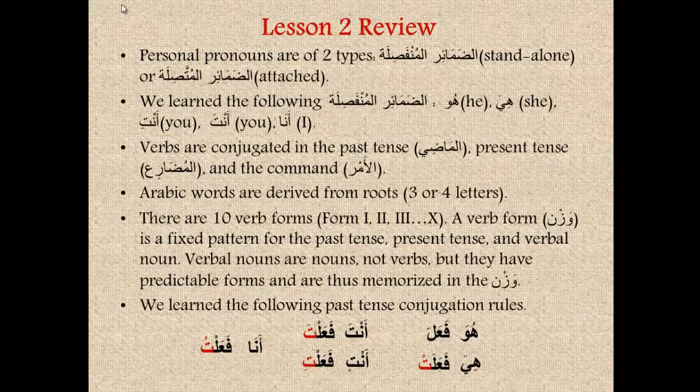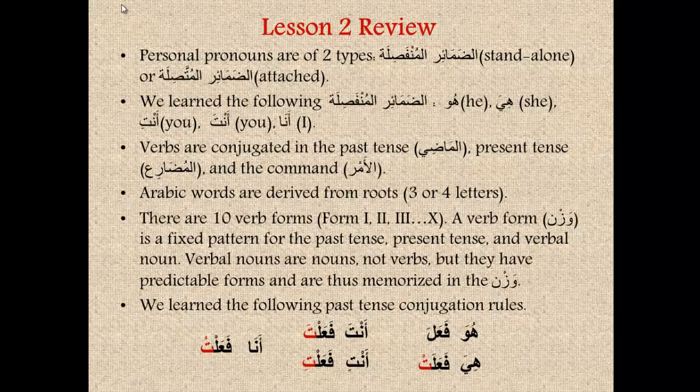Here is the lesson 2 review. We learned in this lesson that personal pronouns are of two types. They are either الضمائر المنفصلة, standalone pronouns, or they can be attached, الضمائر المتصلة. We also learned the following standalone personal pronouns. We learned about huwa, which is he, hiya, which is she, anti for you feminine, anta for you masculine, and ana for I, and that works for both genders.